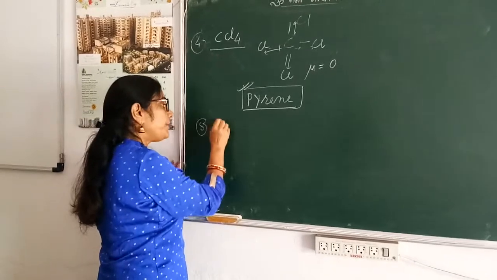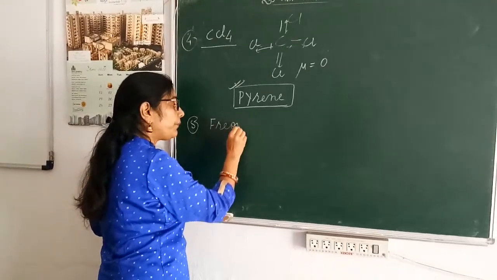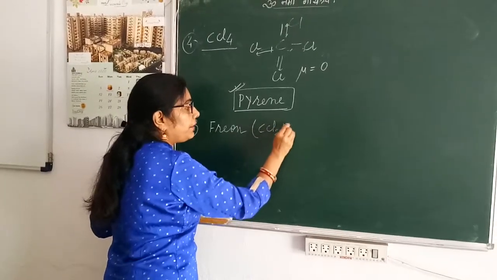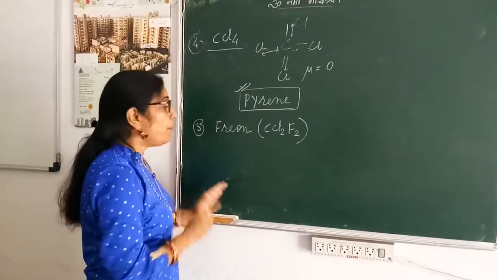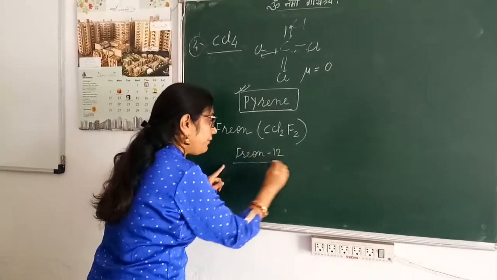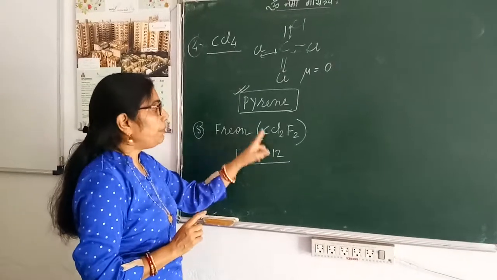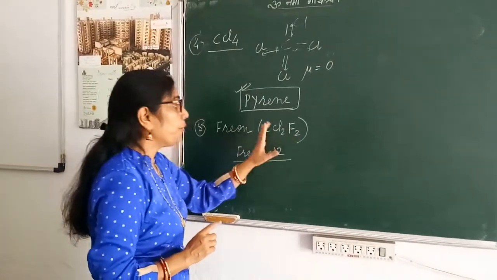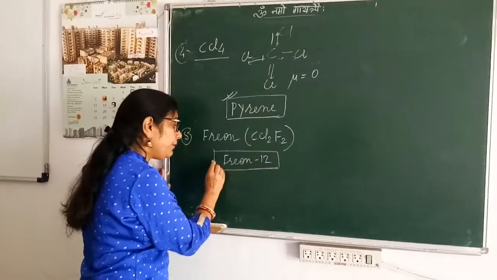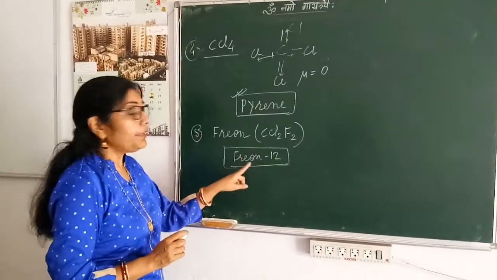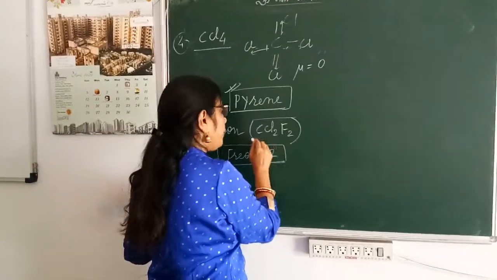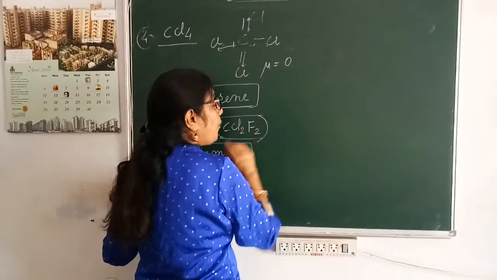Now the next is freon, which is a chlorofluorocarbon. The most common freon is freon 12, which is used as a refrigerant, and its IUPAC name is dichlorodifluoromethane. And how do we prepare this dichlorodifluoromethane? By using the Swarts reaction.